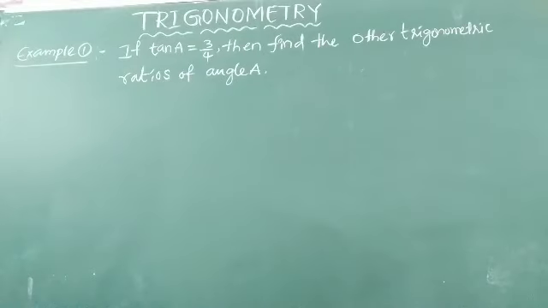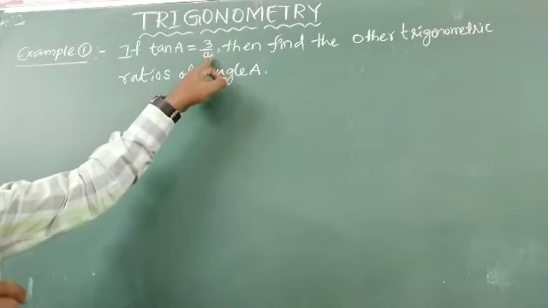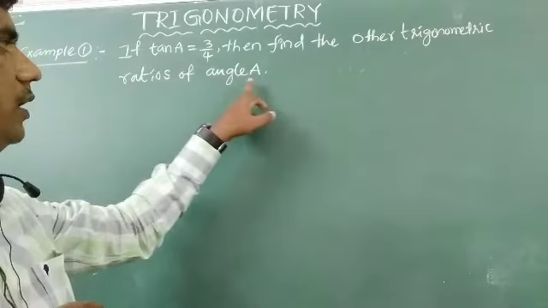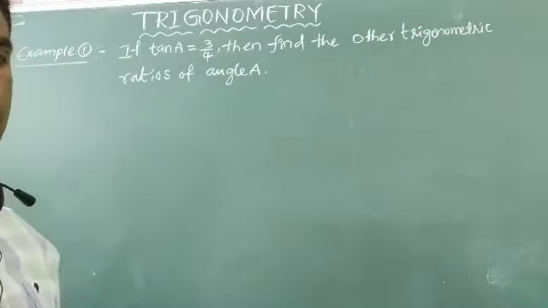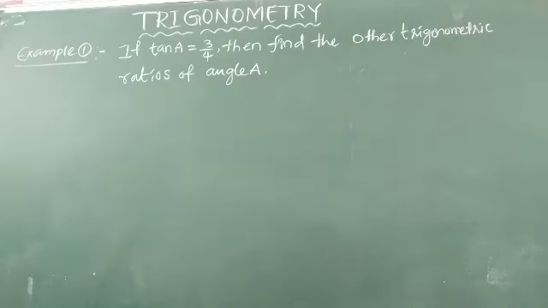So here is example number 1. The question is, if tan A equals 3 by 4, then find the other trigonometric ratios of angle A. So in a triangle, tan A value is given as 3 by 4, and we have to find all the remaining trigonometric ratios.